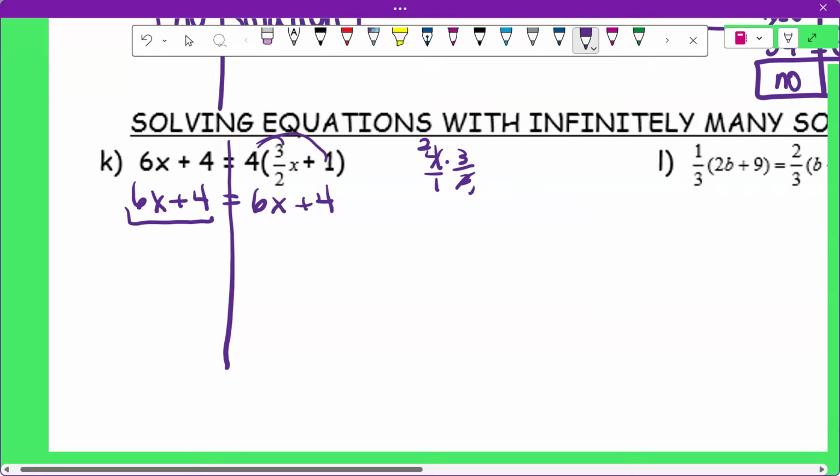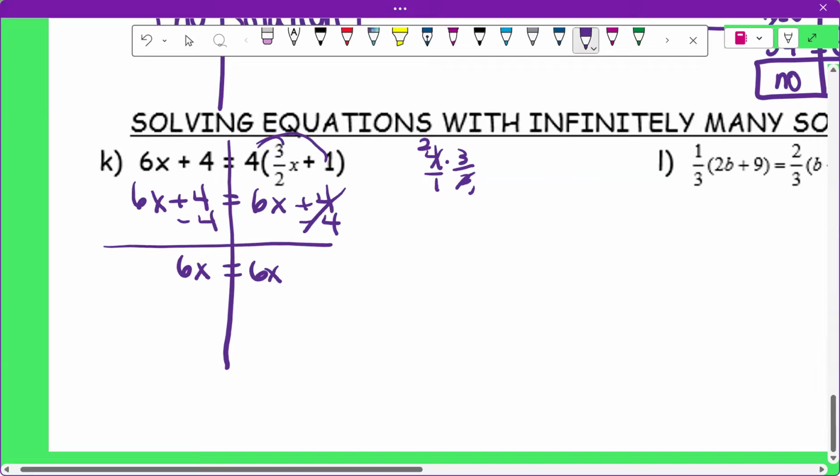Do you notice that both sides of our equal sign are exactly the same? That means any number that I substitute for x here is going to make this equation true. Anything. A fraction, a decimal, a whole number, an integer, it doesn't matter. Again, if you don't recognize that, then you can go ahead and keep solving. Subtract 4. So that will leave us with 6x equals 6x. Again, those are balanced, so any value of x would be true.